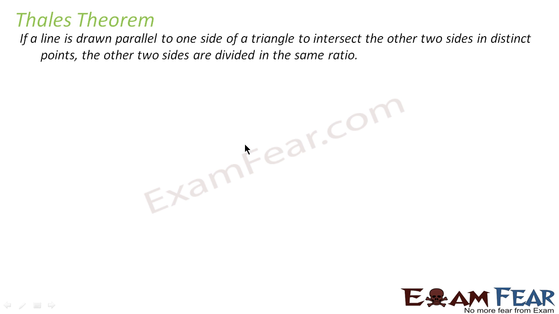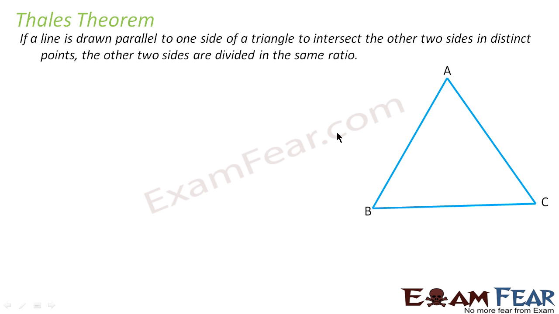Thales theorem says that if a line is drawn parallel to one side of the triangle to intersect the other two sides in distinct points, the other two sides are divided in the same ratio. So we'll see what Thales theorem says. For example, this is the triangle ABC and this line is drawn parallel to BC. That is, DE is parallel to BC.